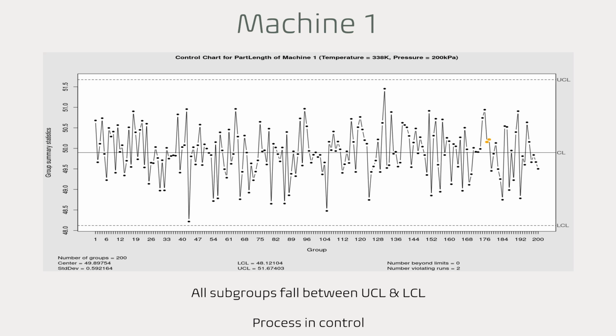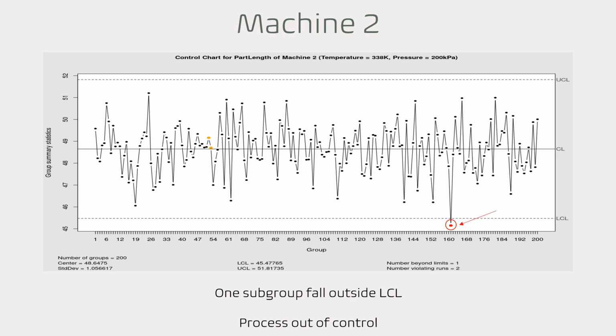Firstly, we are going to discuss the control charts for 3 machines. For machine 1, we can see that all the subgroups fall between the upper control limit and lower control limit, and there are no outliers present. Therefore, the process is in control. The control chart for machine 2 shows an outlier falling outside the lower control limit, hence the process is out of control.